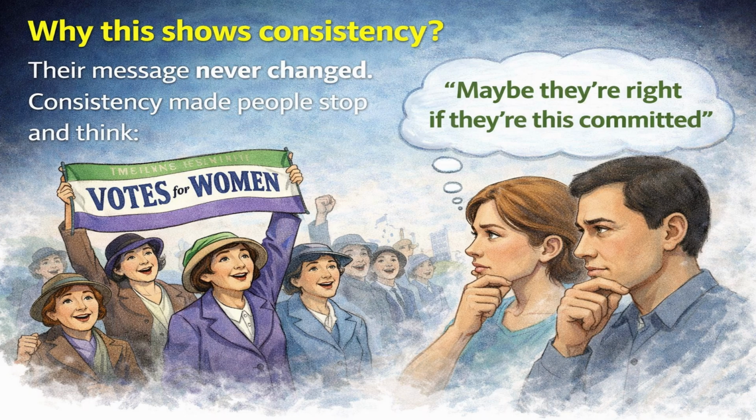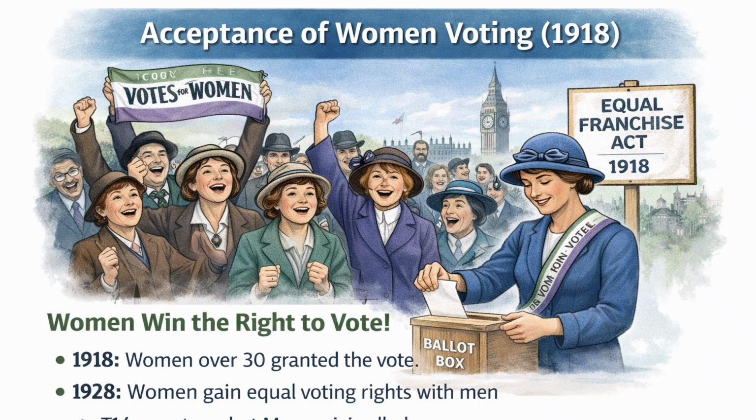Finally, the majority people noticed that their message never changed. Consistency made people stop and think: this group is still asking for these things, so why don't we think about it? Maybe they're right. Something like that changed people's thinking pattern because of the consistency. If you use consistency to hold your own viewpoint, sometimes it will impact the majority. Finally, they were accepted by the government.